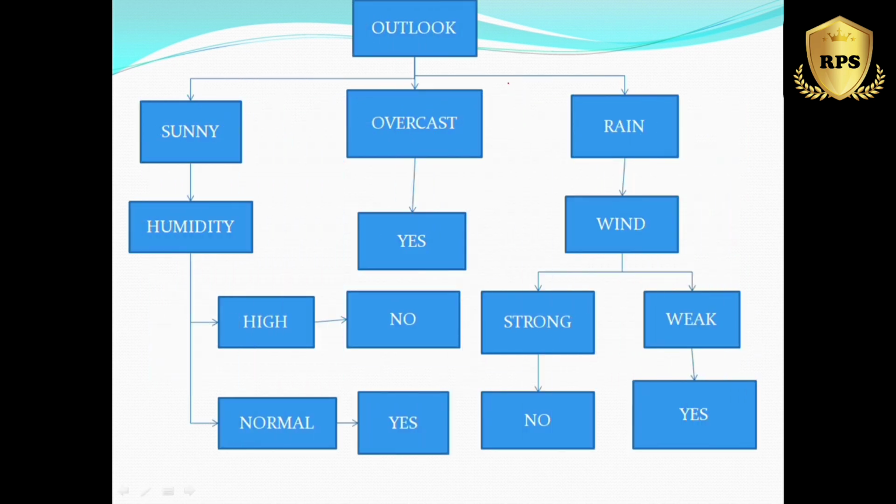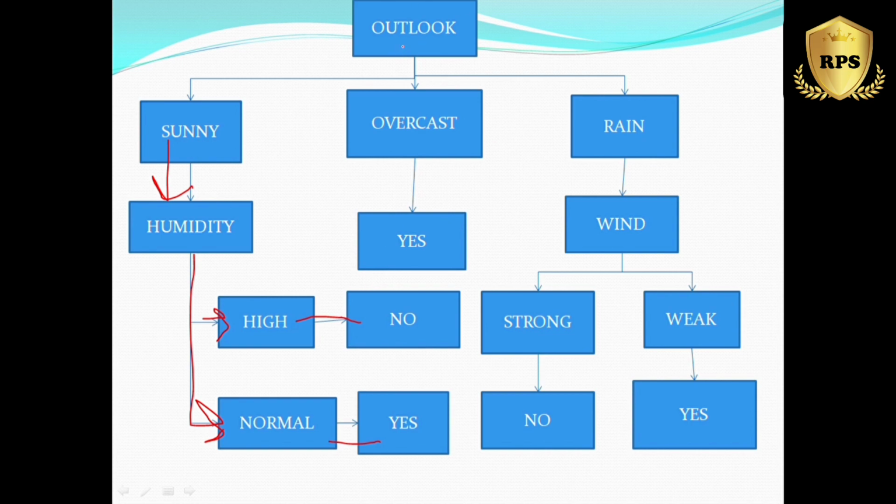Now the chart will look like this. If sunny, we will take humidity as a factor. So what are those factors? Normal and high. And see here, yeah. Then if high, answer no. If normal, answer yes. Now let me remind you what are root nodes and what are leaf nodes.